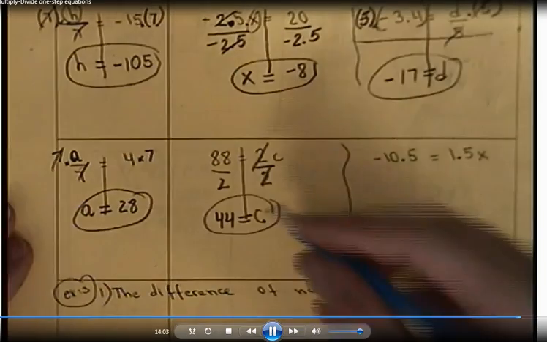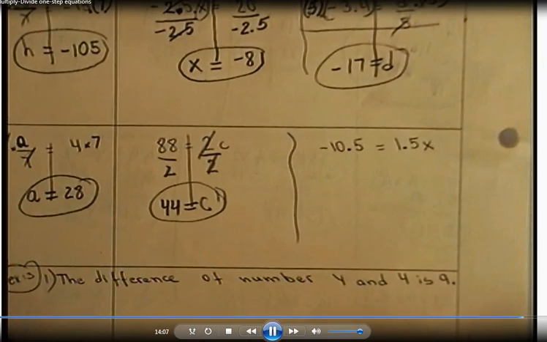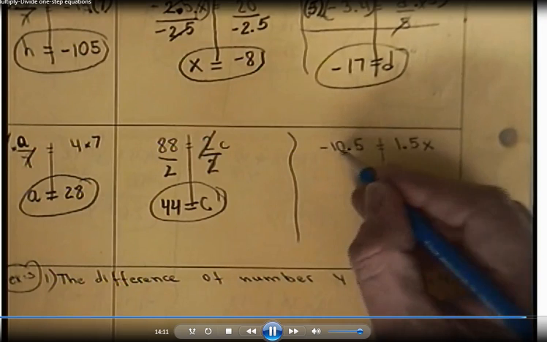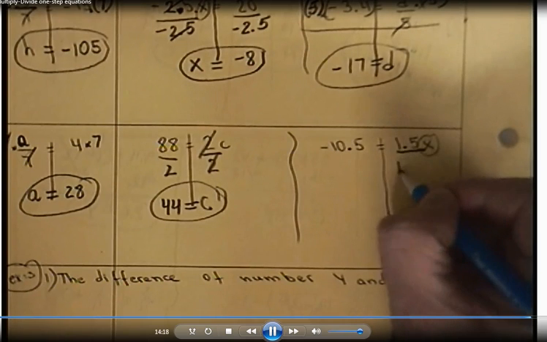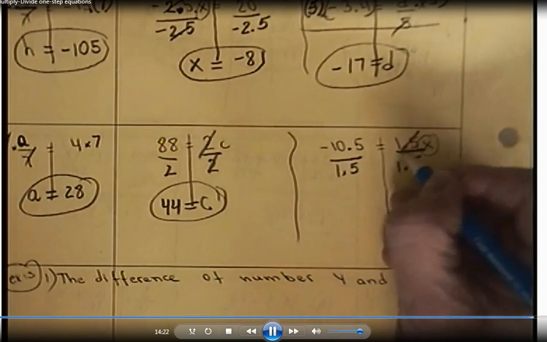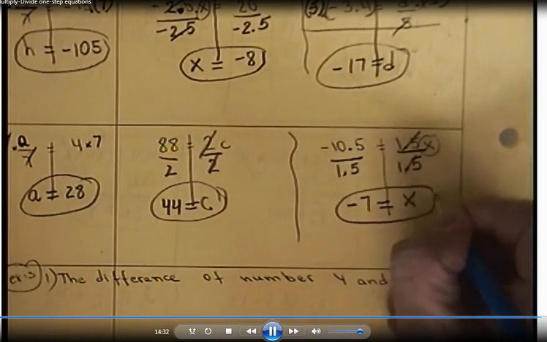Okay, I hope your answers match mine. If not, make sure you keep your questions for in-class practice time. So we have negative 10.5 equals 1.5x. Again, saving x, this is a multiplication, so we need to divide by 1.5 on both sides. Those two will cancel. Negative 10.5 divided by 1.5 will give us negative 7, which is equal to x.